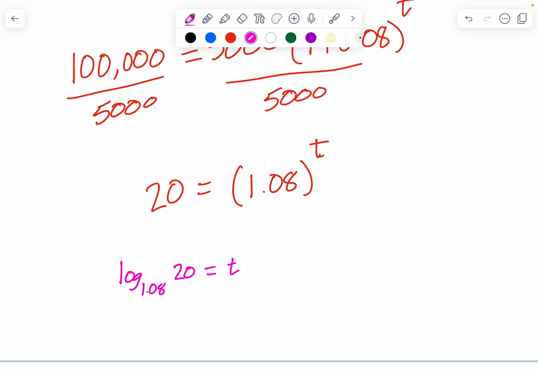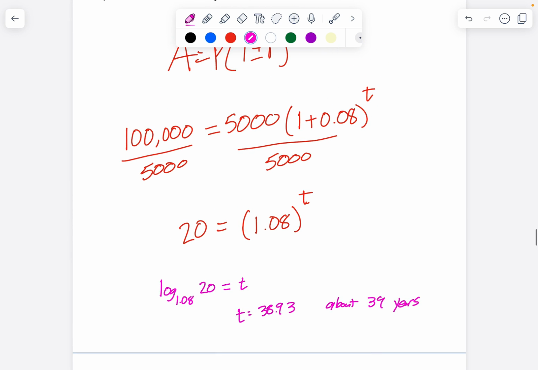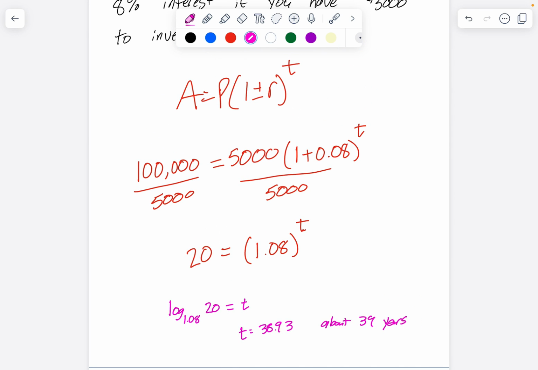Log base 1.08 of 20, and we get t is 38.93, so about 39 years, which is honestly pretty cool. In 39 years, you're going to get a free $95,000 if that's what you started with. So we're going to do a couple more of these, and we'll do a couple more application problems.